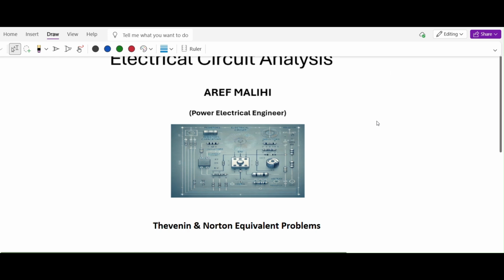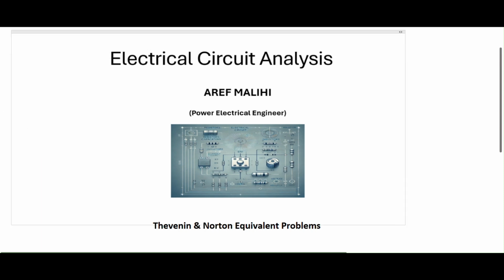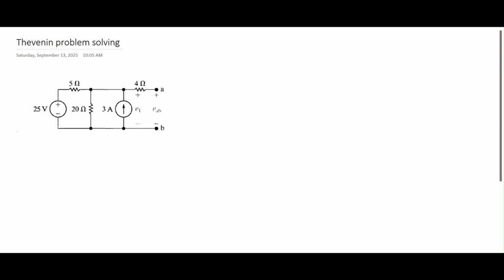My name is RF and today we're going to solve some problems in Thevenin and Norton equivalent theorem. So let's get started very quickly. So let's start with this circuit. I'm trying to find the equivalent resistor and the voltage seen from this port, from port AB.